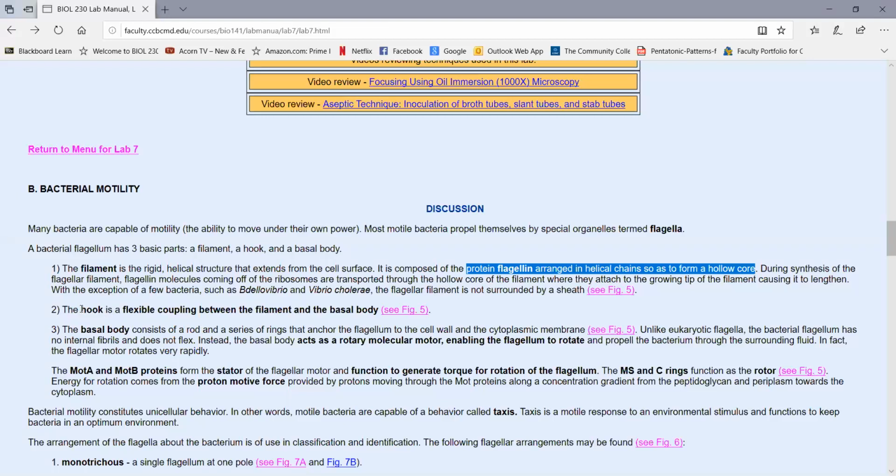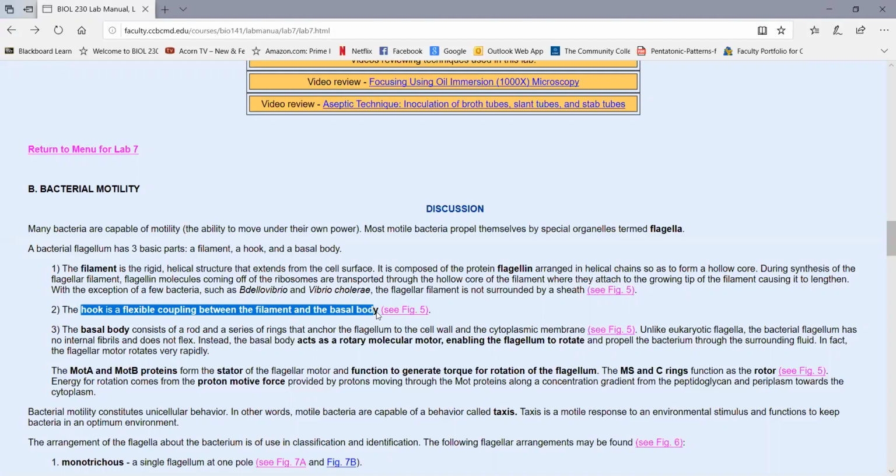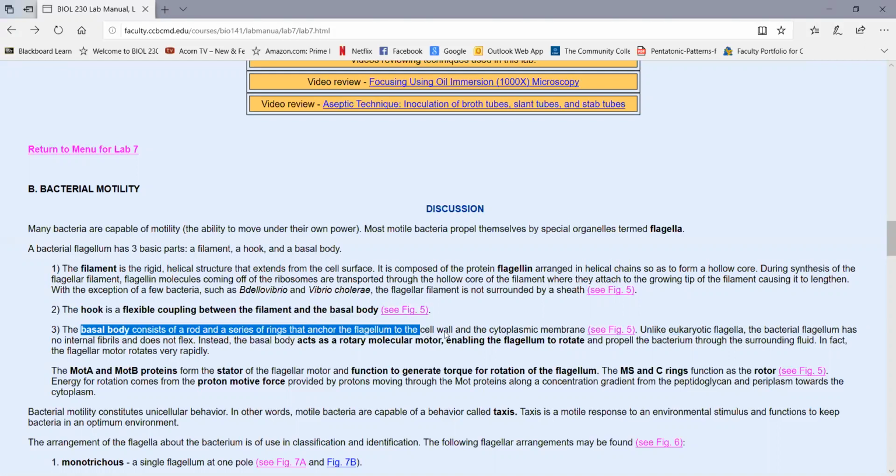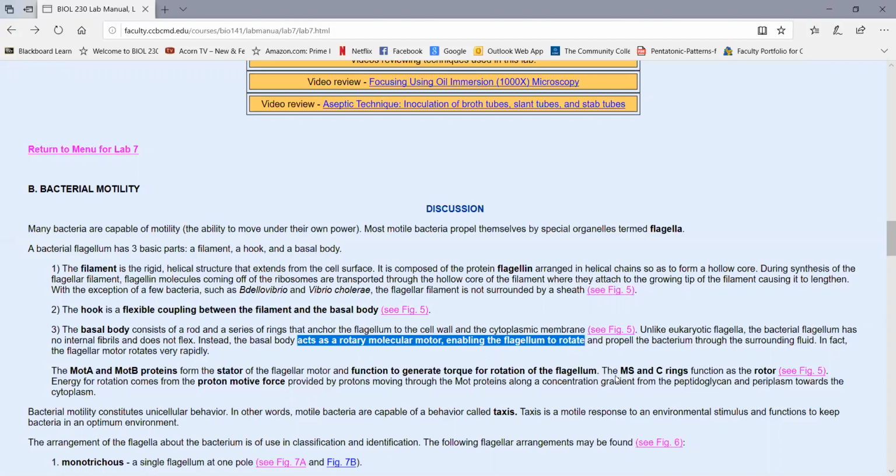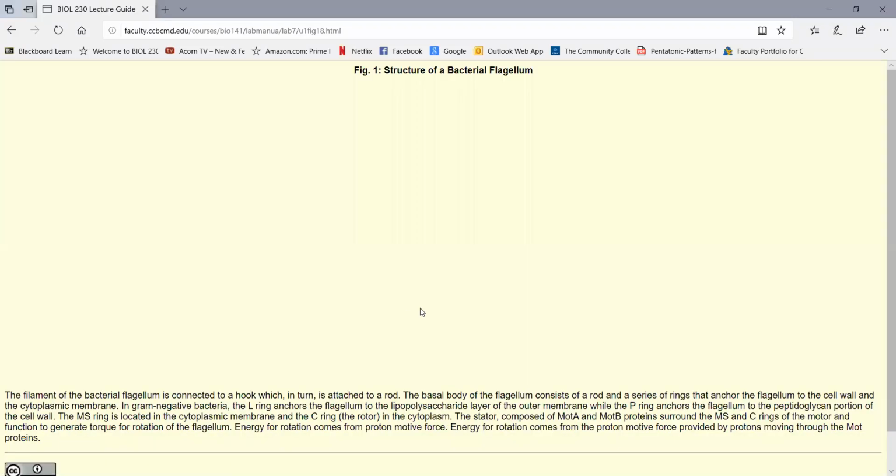That in turn connects to a hook, which is a flexible coupling between the filament and the basal body. And the final part is called the basal body, which has a rod and a series of rings that anchor the flagellum in the cell wall and the cytoplasmic membrane. And that connects finally to a little nanomotor or rotary motor that enables the flagellum to rotate, typically either clockwise or counterclockwise, to propel the organism through the surrounding fluid. And figure 5 is the illustration we showed you of that.